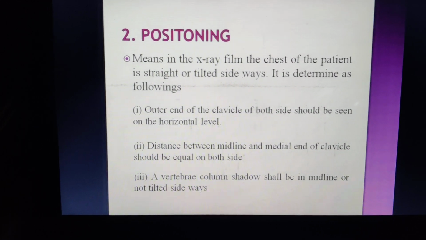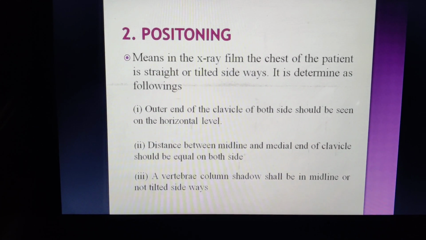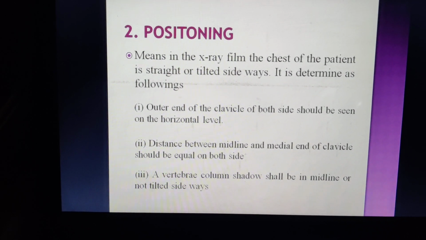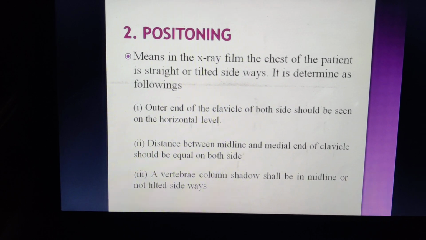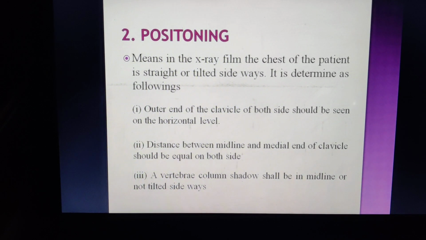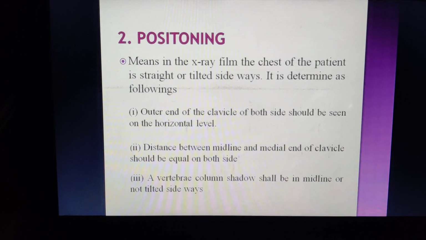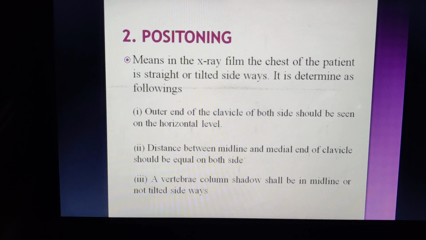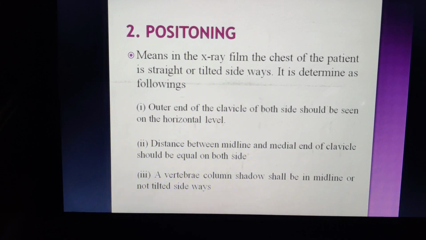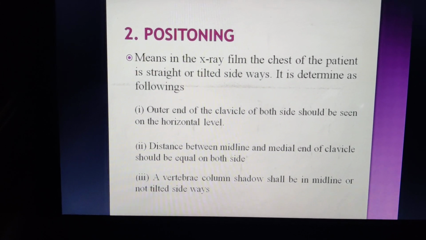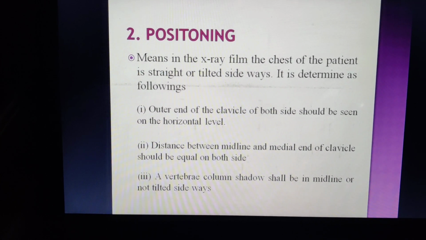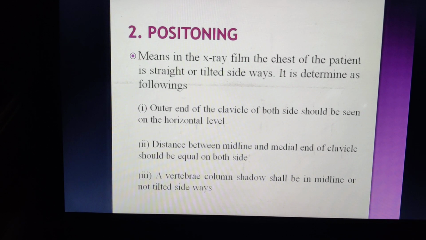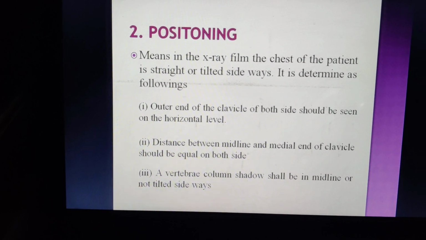Positioning means whether the patient is standing straight or is tilting sideways. For that, we have to see the outer end of the clavicle of both sides should be seen. It should be at the horizontal level. Distance between midline and medial end of clavicle should be equal on both sides. Vertebral column shadow shall be in midline. But there are some abnormalities like scoliosis, in which there will be deviation and tilting of the vertebra.